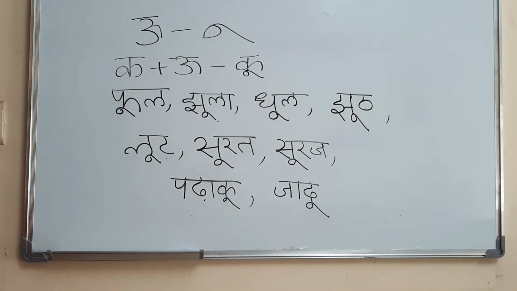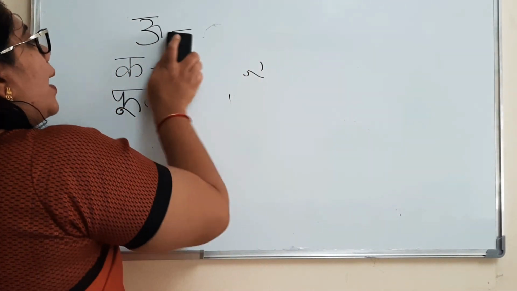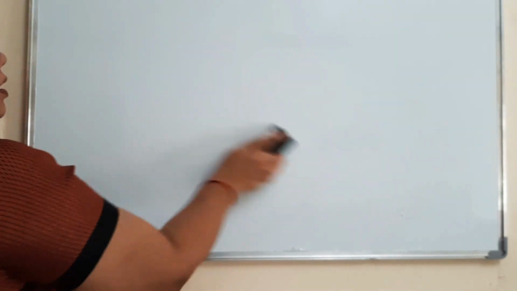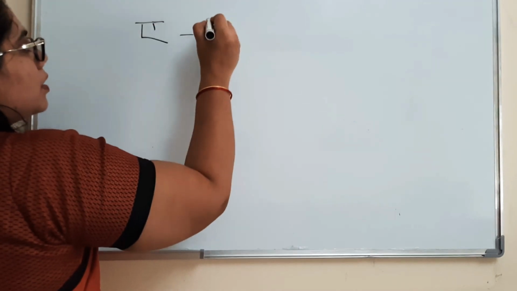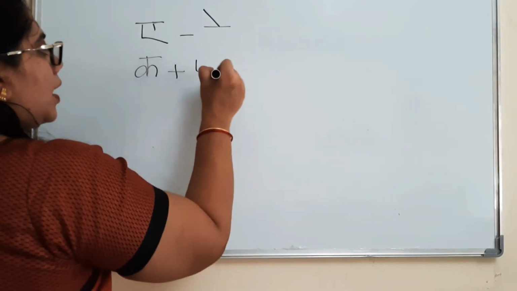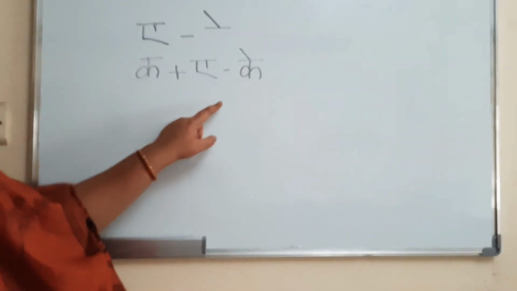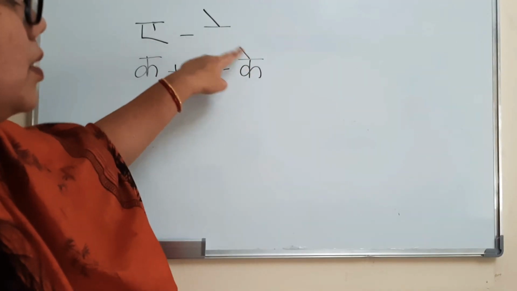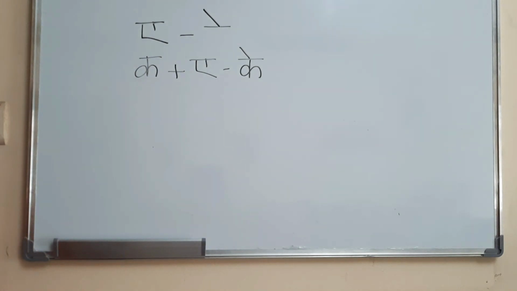Okay, now we can check e ki matra. So, e ki matra you want to put above the line. Okay. So, this is e. The matra will be above the line, one slanting line. So, ka plus e. Like this, above this letter you want to put the matra. So, ka plus e, ke.